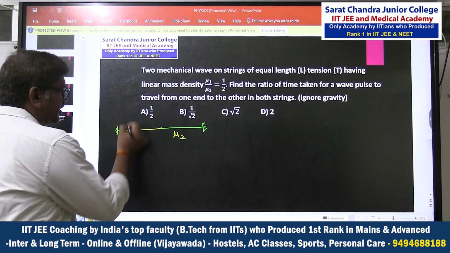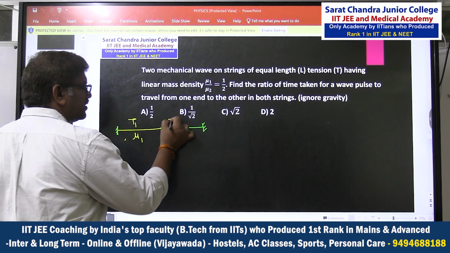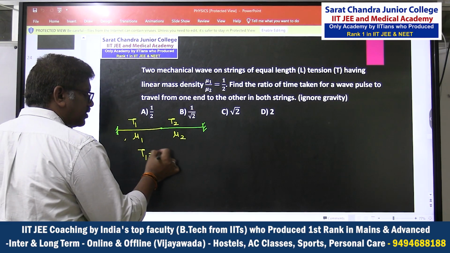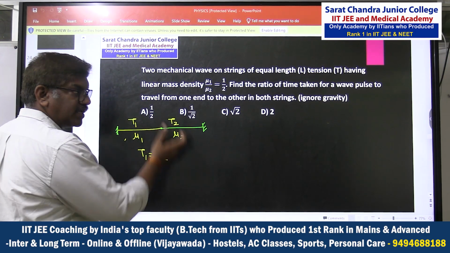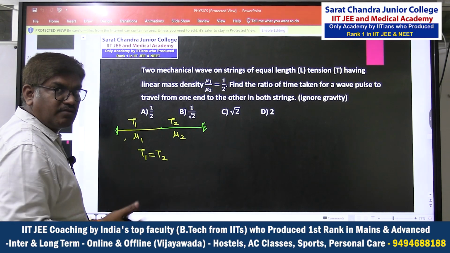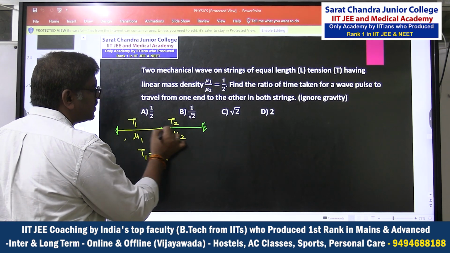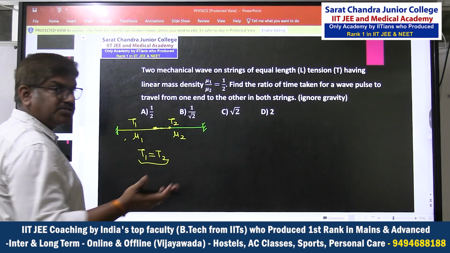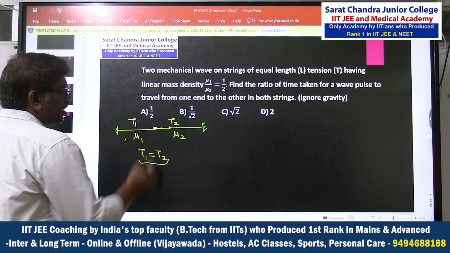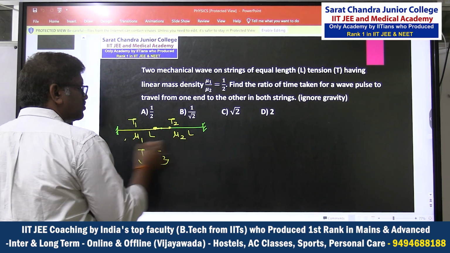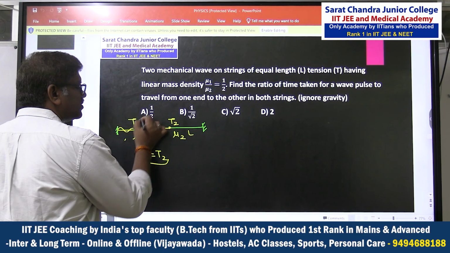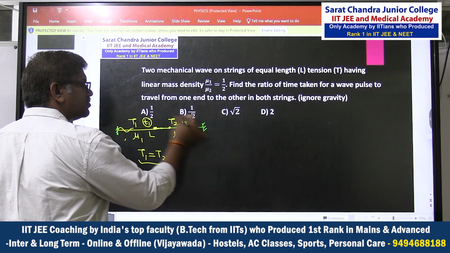That's why, if the tension in this portion is T1 and the tension in this portion is T2, clearly you can see that T1 has to be equal to T2. The tension cannot differ if this combination is in equilibrium. Obviously, at any point, this tension has to be the same. So T1 equals T2. In both strings, the tension will be the same. The length is already given to you as L. Now suppose a wave pulse is traveling here, then it takes t1 time to cross this string and t2 time to cross this string.